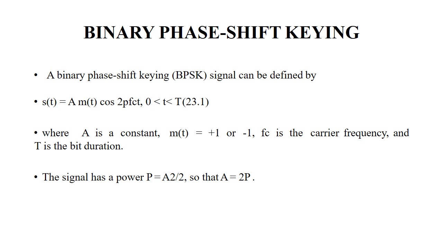Next, binary phase shift keying has a signal that can be determined by s(t) = A m(t) cos 2π fc t, where 0 ≤ t ≤ T. Here A is a constant, m(t) will be plus 1 or minus 1, fc is the carrier frequency and T is the bit duration. The signal power will be P = A squared by 2.